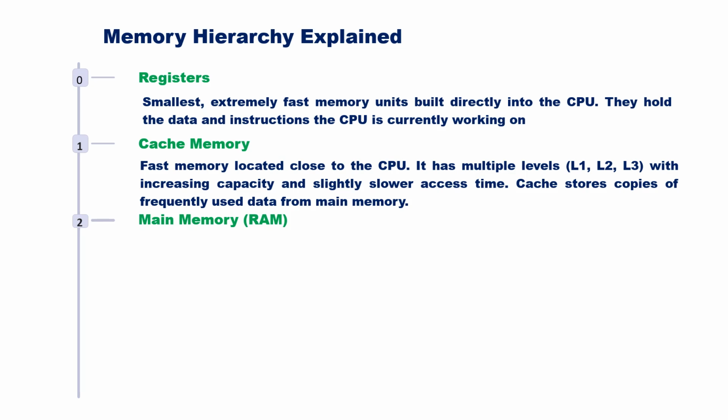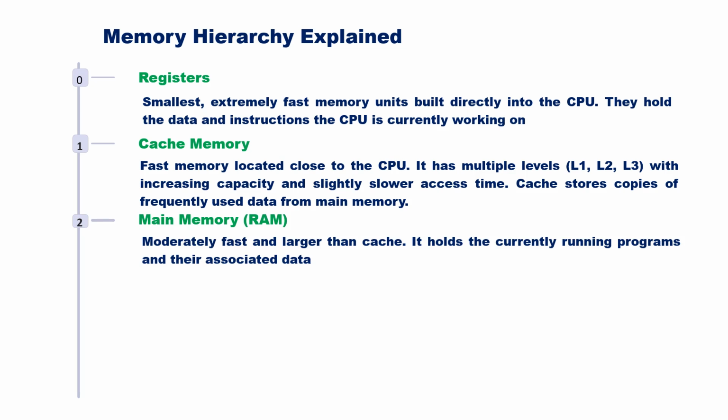At level 2, we find main memory, or RAM. This is moderately fast memory that is larger than the cache. It holds the programs that are currently running and their associated data. RAM is volatile, meaning that data is lost when the computer is turned off.